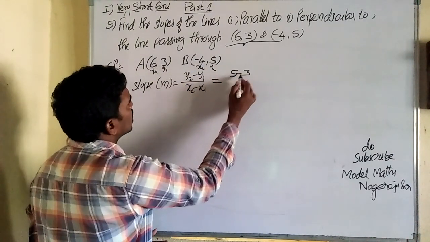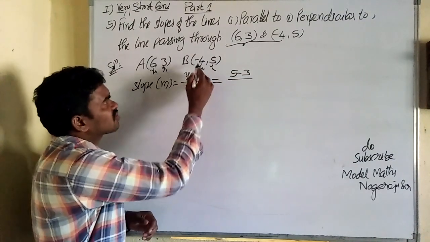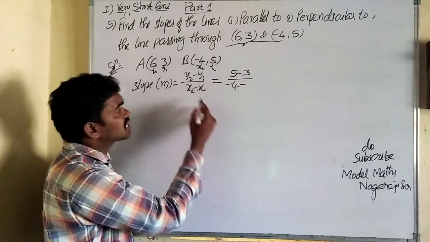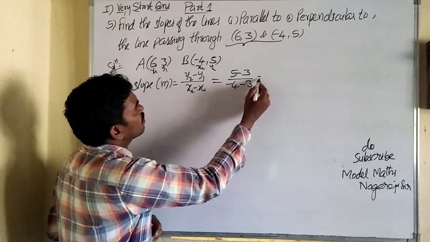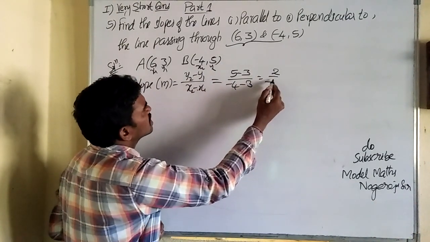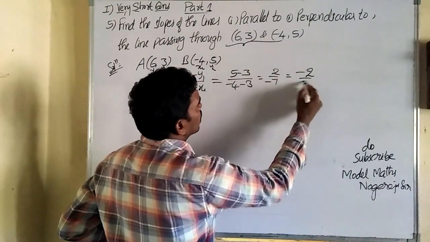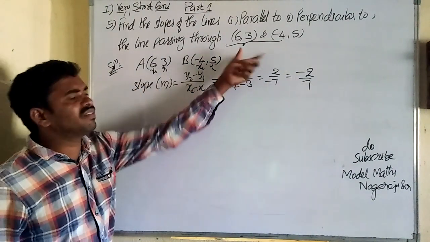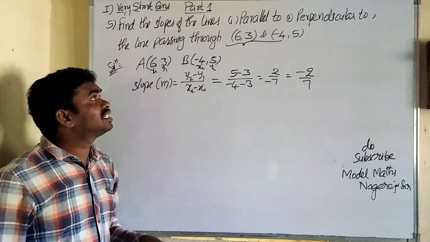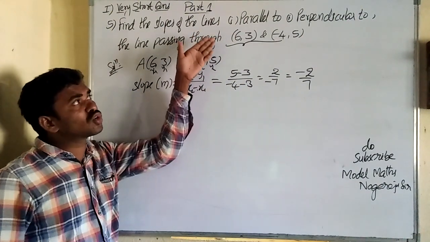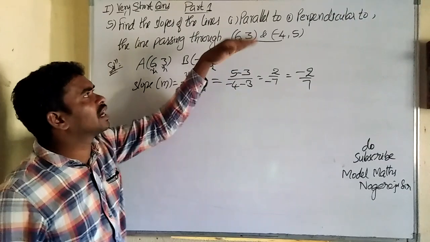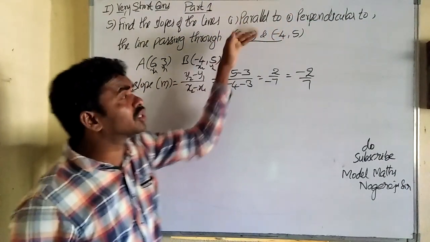So 5 minus 3 by x2 minus x1. x2 means minus 4, minus x1 means 3. So we get 2 by minus 7. So we can write minus 2 by 7. So this is the slope of the given line. But he is asking to find the slope of a line parallel to this line and the slope of a line perpendicular to this line.